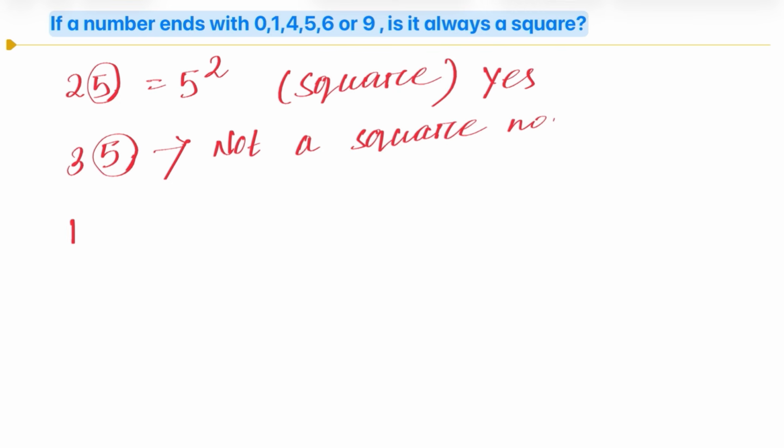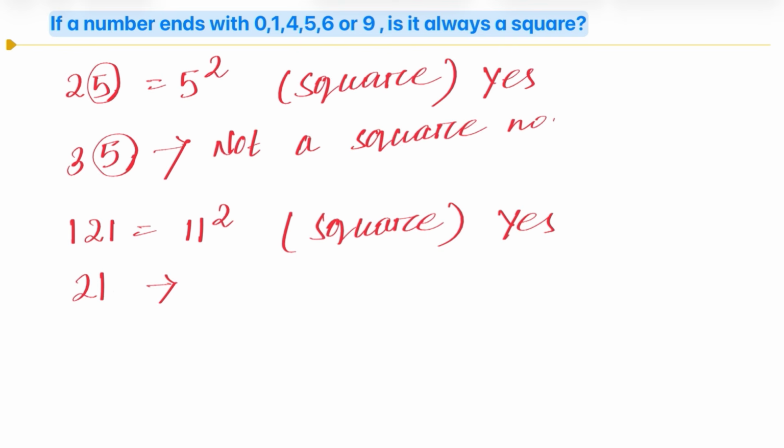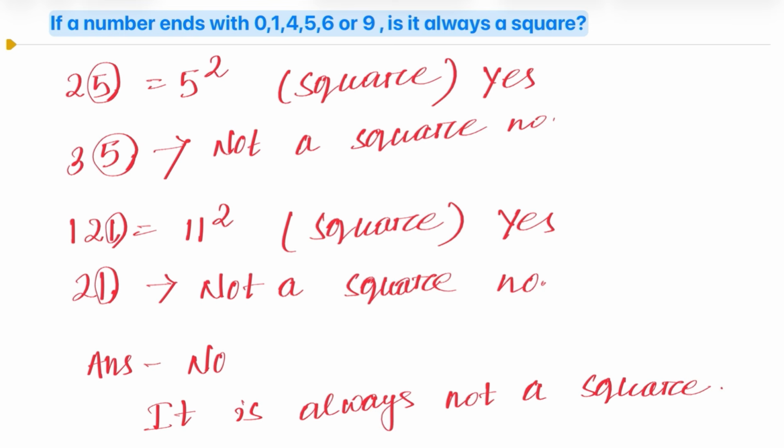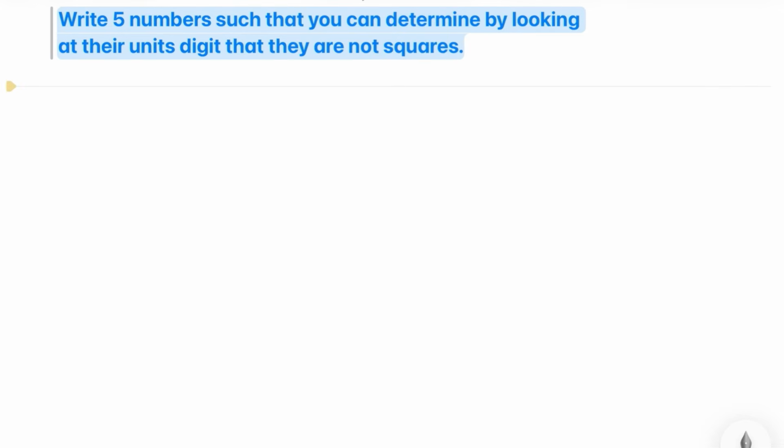If we take 121, this number ends with 1 and it's square of 11. So answer is yes in this case. But if we take 21, this number also ends with 1, but this is not a square number. So here answer is no. So from this we can conclude that the numbers which end with 0, 1, 4, 5, 6 or 9 are not always squares.